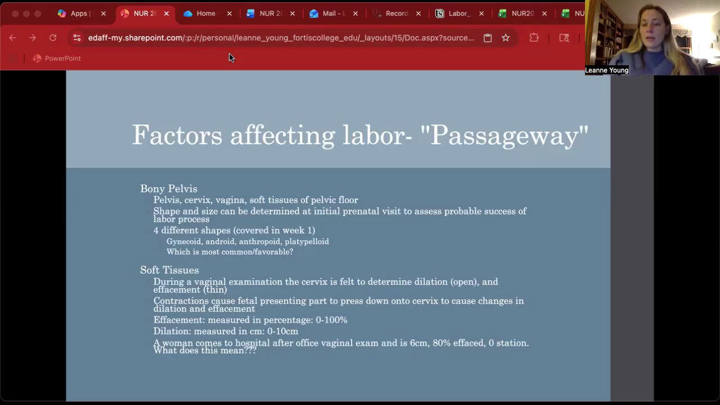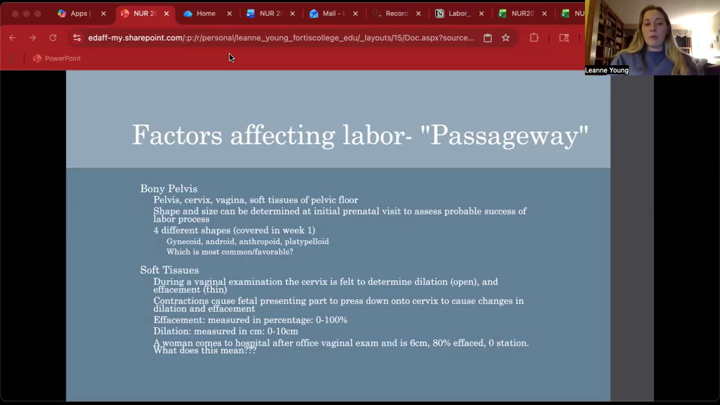Okay, and then your dilation, that's referring to the opening of that cervix. Okay, so effacement is the thinning of the cervix, dilation is the opening of the cervix, and it's measured in centimeters, so 0 to 10 centimeters. 0 being completely closed, 10 centimeters being that baby is ready to come out where you have no cervix left, the baby's head is what's in the vaginal canal, let's have a baby. Okay.